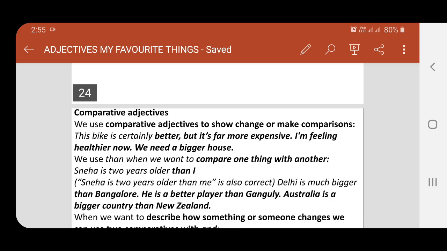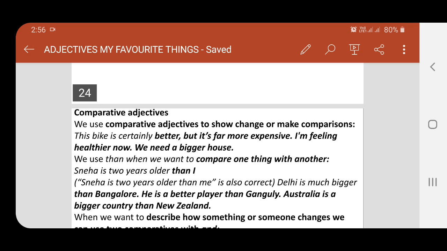Delhi is a much bigger city than Bangalore. Delhi is our capital, whereas Bangalore is the capital of Karnataka state. So, naturally, we have Delhi and New Delhi, Old Delhi and New Delhi. That itself is a state. So Delhi is much bigger than Bangalore.